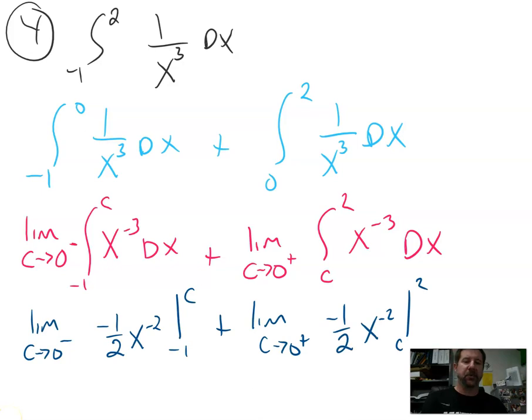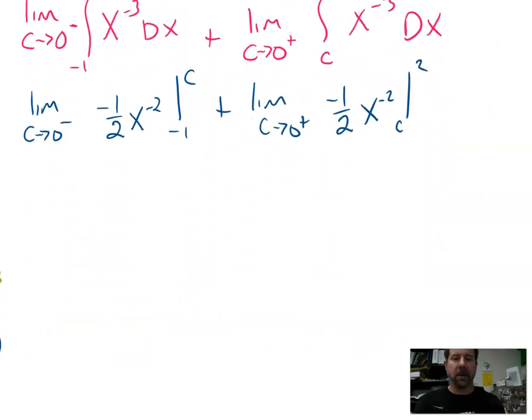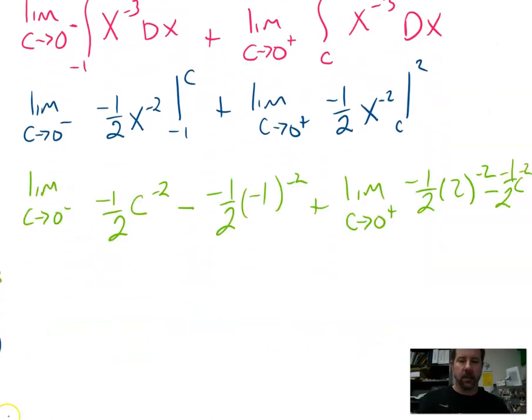Then I'm going to take the antiderivative, and I get negative 1/2 x to the negative 2nd. And then I need to evaluate this using the fundamental theorem of calculus. And we get that step right there. The limit as c approaches 0 from the left, negative 1/2 c to the negative 2nd, minus negative 1/2 times negative 1 to the negative 2nd, plus the limit as c approaches 0 from the right, negative 1/2 times 2 to the negative 2nd, minus negative 1/2 c to the negative 2nd. I need to work on my spacing, I think, a little bit. It looks like too spaced out here, too close there. But I'll work on that on the next problem.